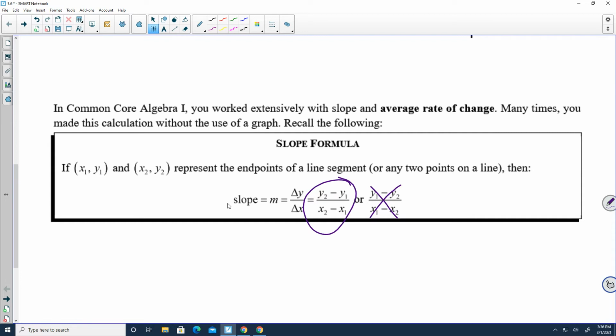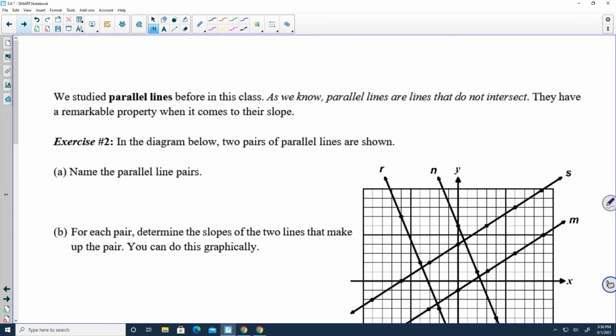And we've been working with this whole time. You probably worked with it in Algebra 1, so let's just roll with that one for now, okay? So we're going to use this slope formula to determine if two lines are parallel. But before we do that, let's take a look at the next page.